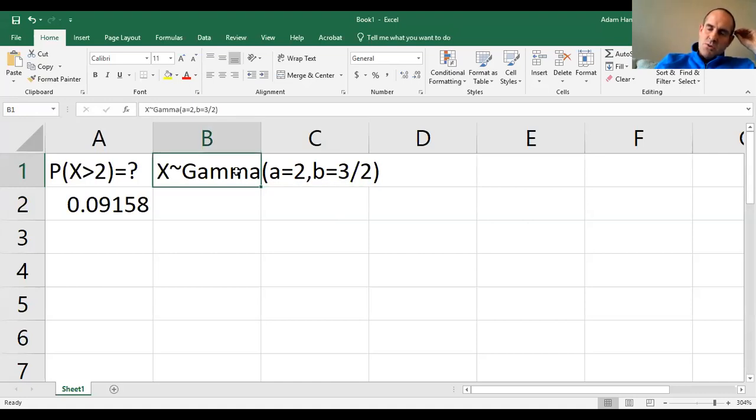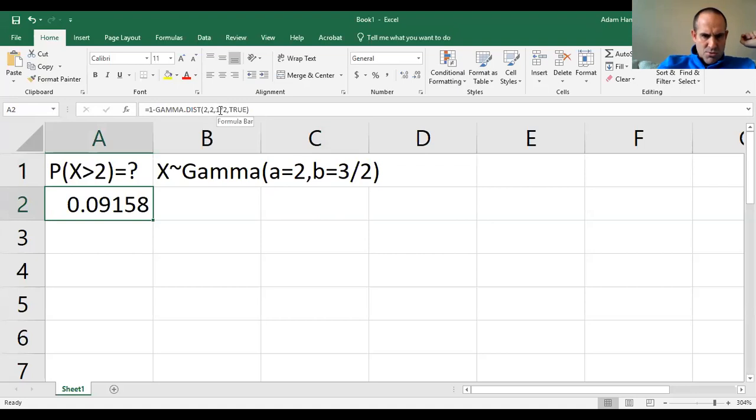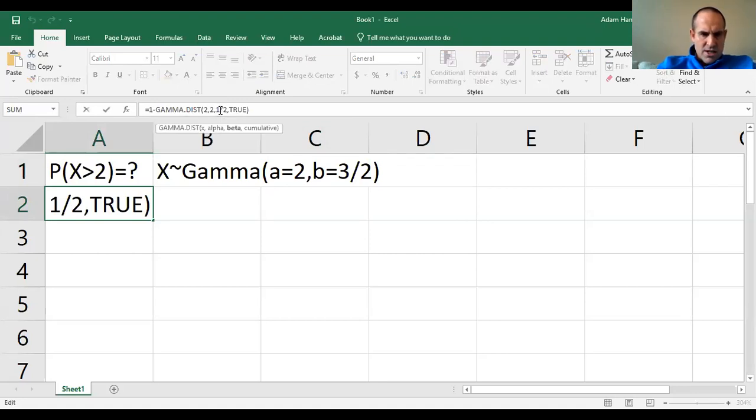Okay. So the average time it's going to take to get those 2 calls is alpha times beta, which is 2 times 3 over 2, or 3 minutes. So that's what I need. I should be putting 3 over 2 in here.